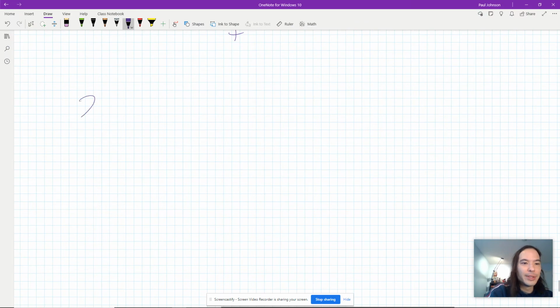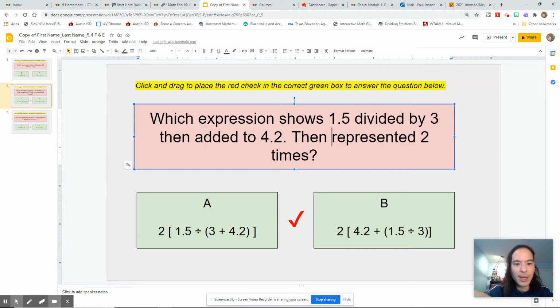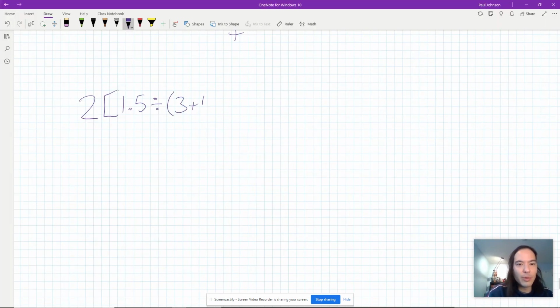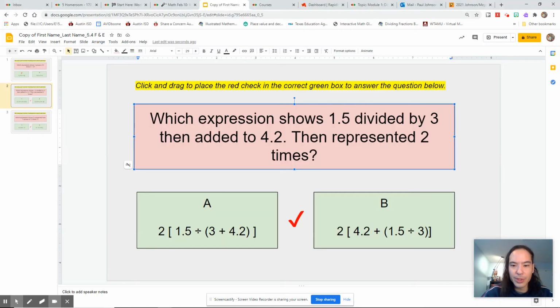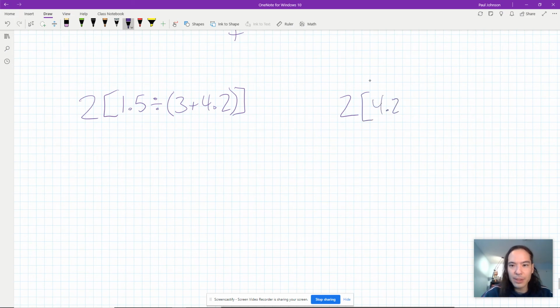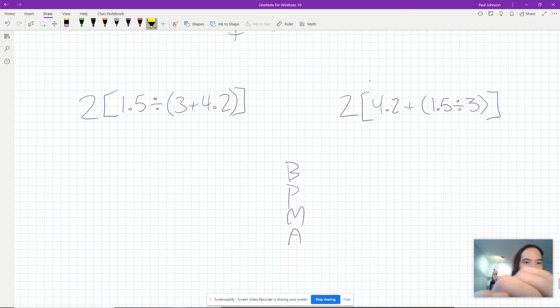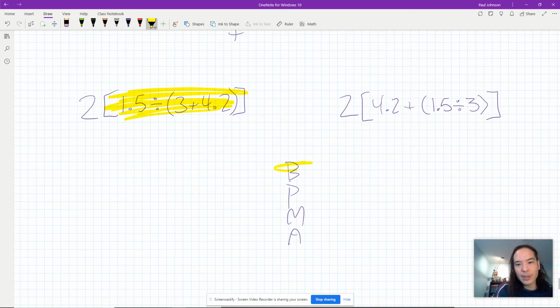All right. So we're going to take 2, and then we're going to put 1 and 5/10 divided by 3 plus 4 and 2/10, close bracket, close parentheses, close bracket. Okay, this side we're going to put 2, and then we're going to do 4 and 2/10 plus 1 and 5/10 divided by 3. All right, so if we use our order of operations, BPMA, obviously we're going to put on our bracket goggles. So on this side, we see everything in the brackets that's over here. In this side, we see everything that's in the brackets that's over here.